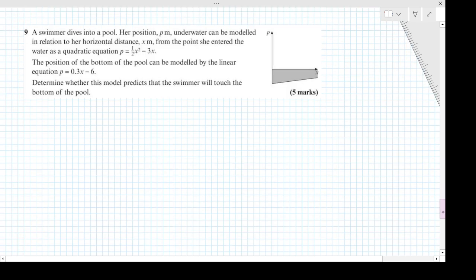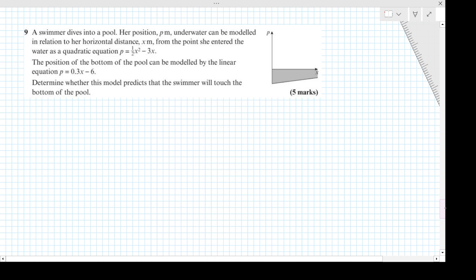So we are told a swimmer dives into a pool. Her position, p meters underwater, can be modelled in relation to a horizontal distance. So x is the horizontal distance and p is her position underwater. Okay, and it's given by the quadratic equation p is a half x squared minus 3x. Now, they've not sketched this because there's no quadratic. We could though, I guess. But let's read the rest of the question.